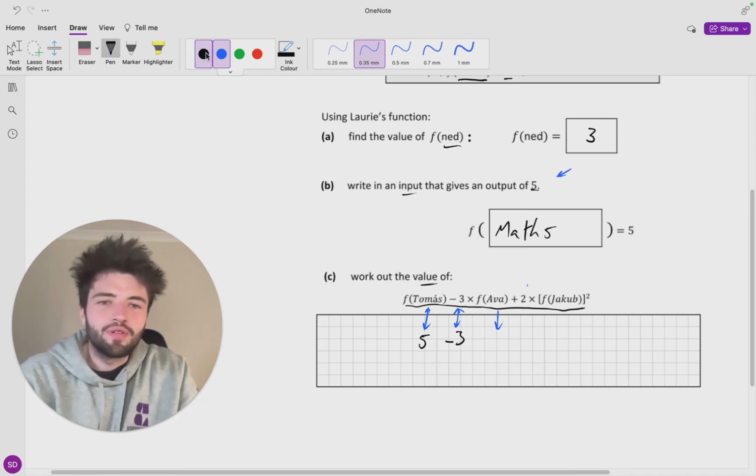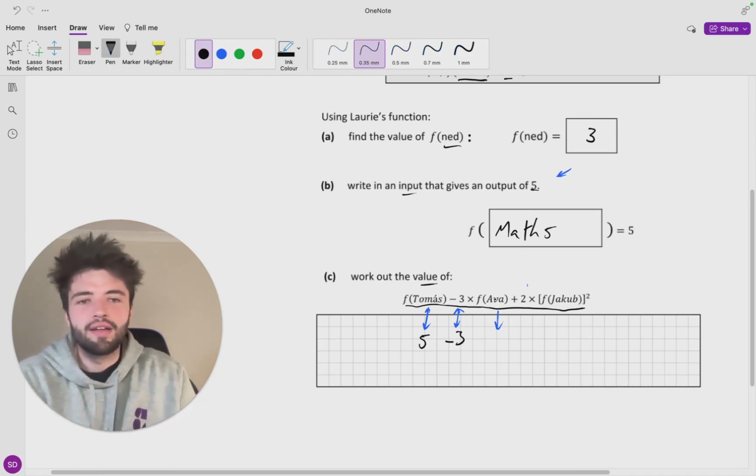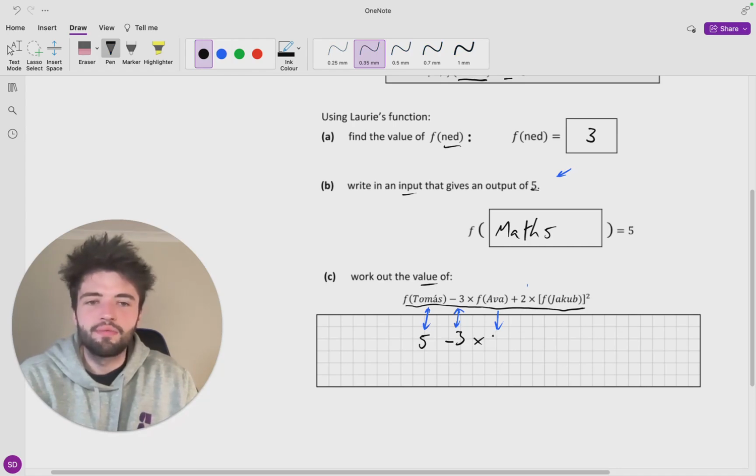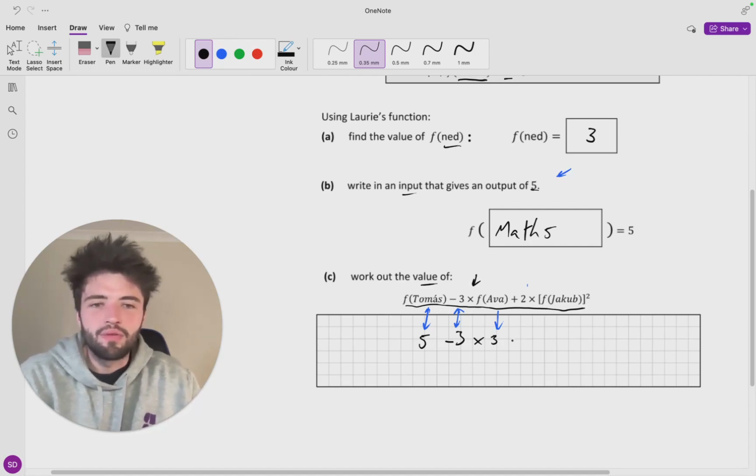And the next thing we've got to do is bring down this f of Ava. We just need to count the number of letters in the name Ava, and the number of letters here is going to be 3. So we can just have 3 times 3. And just remember to keep your operations the same. So we had -3 times this f of Ava, and now it's just -3 times 3. And then our +2 is going to stay the same.